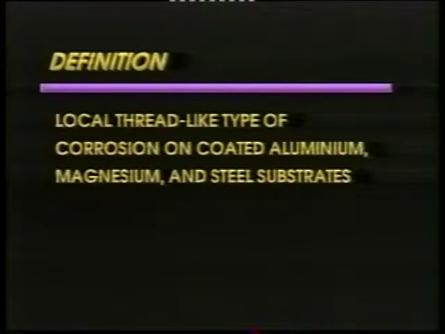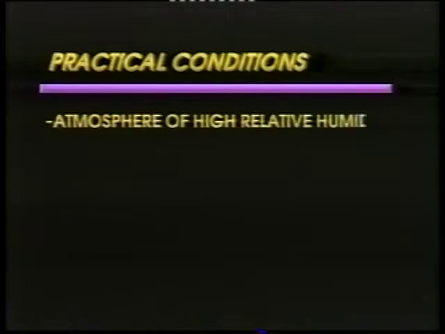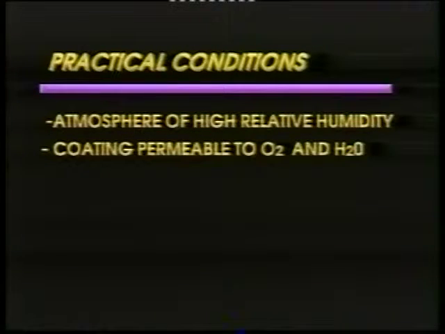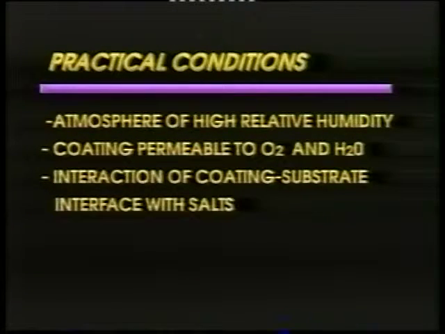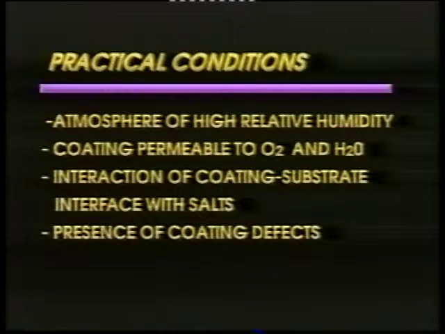This specific kind of corrosion occurs under the following conditions: in an atmosphere with a high relative humidity, with paint that must be permeable to oxygen as well as water, in the presence of salt at the coating substrate interface, and with the presence of defects in the paint coating.